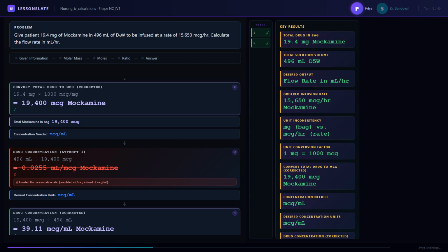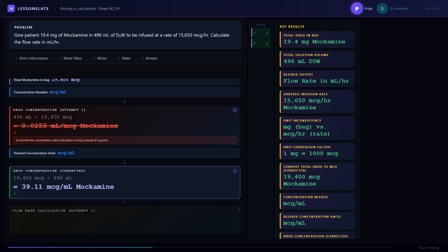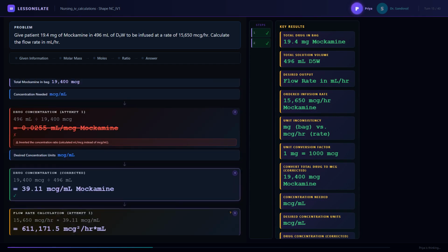Okay, so I have 39.11 micrograms per milliliter for the concentration, and the ordered infusion rate is 15,650 micrograms per hour. To get the flow rate in milliliters per hour, I think I need to multiply these two numbers. So, 15,650 micrograms per hour multiplied by 39.11 micrograms per milliliter. That would give me 611,171.5 micrograms squared per hour times milliliter.